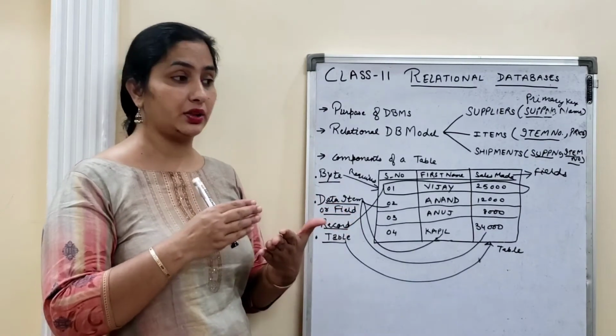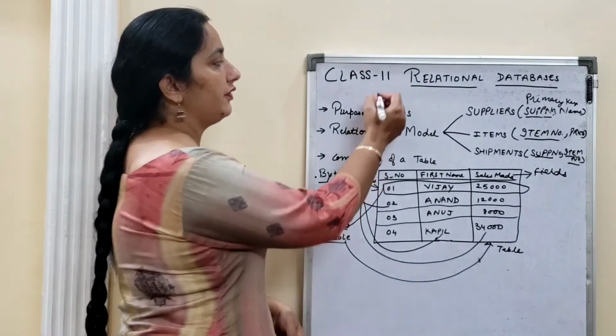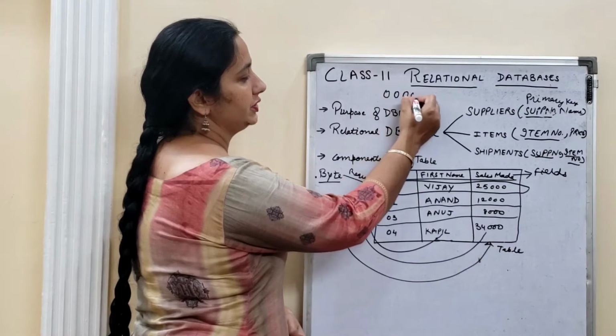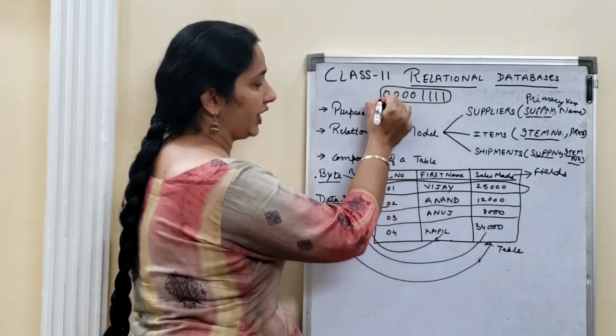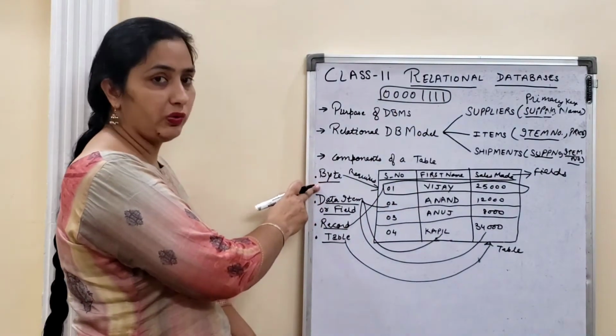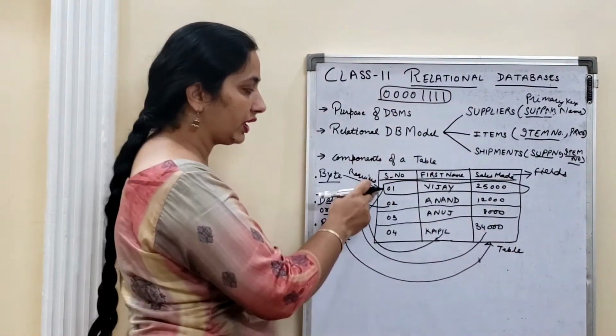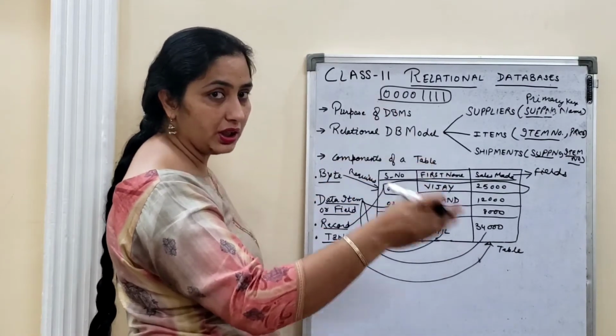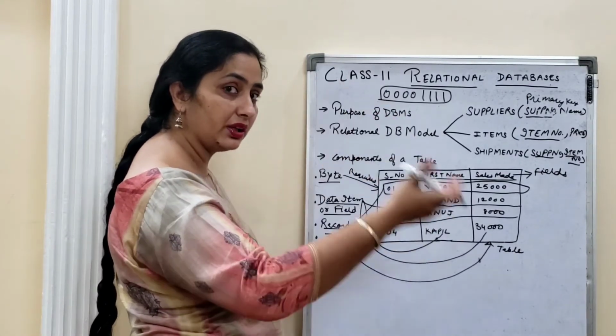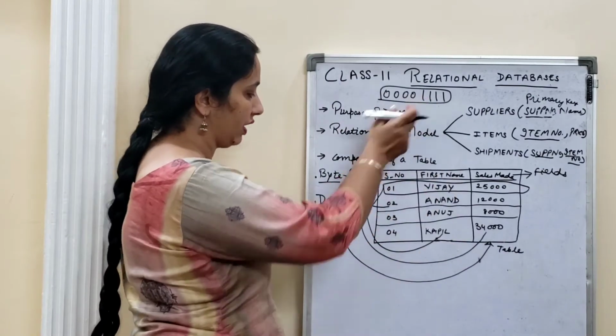You can see that when you have 0, 0, 0, 0, this combination of 8 bits will make your 1 byte. You all know whatever key, whatever things you press on your keyboard, all of them will be converted into the form of zeros and 1s.